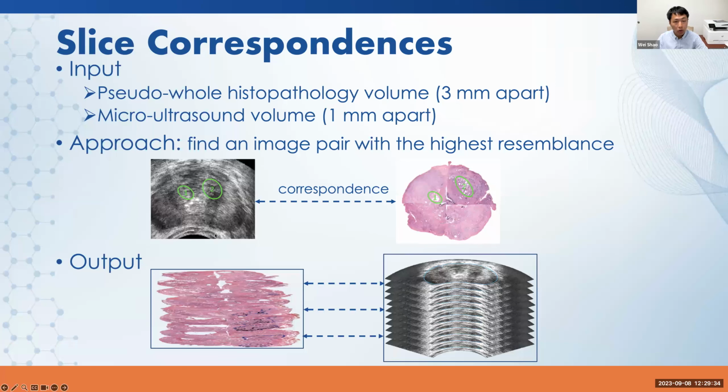So what we do is find those features that have the highest similarity between those two images, and then identify the slice correspondence. This step is kind of more subjective, and we aim to make this process more automated in the future.